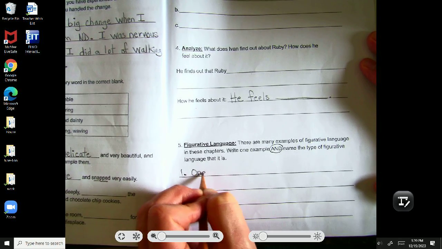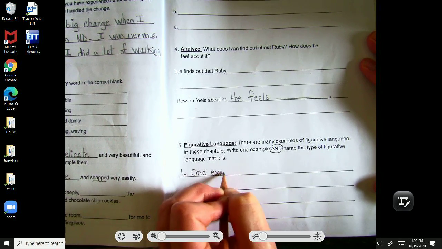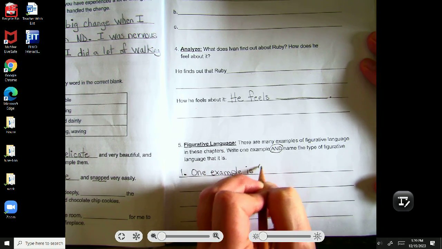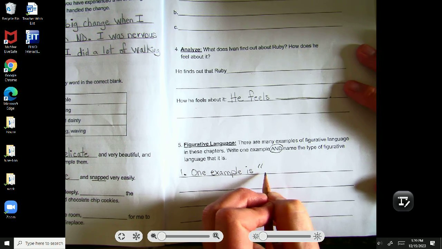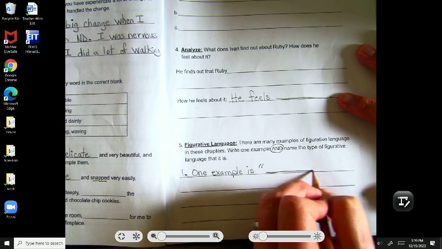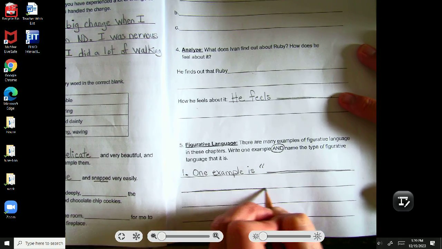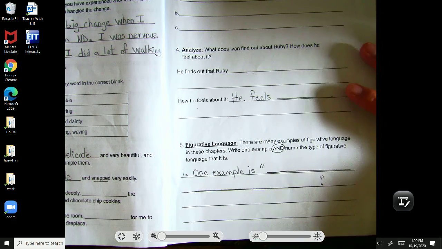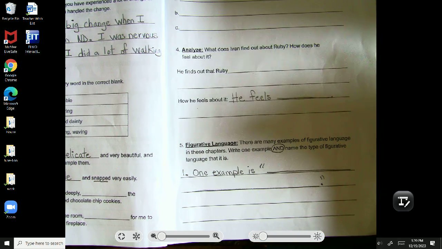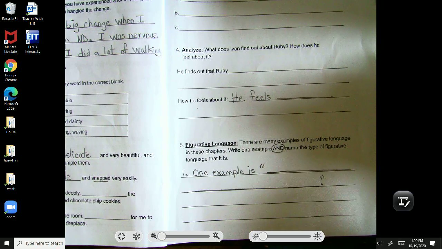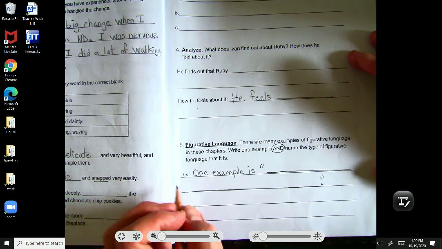So 1 example is, and then you're going to want to put quotation marks because you're writing words right from the book. 1 example is, and then the end of your quotation mark, right? So what figurative language did you find? There are a lot of them in the chapter. I even named a couple of them during my reading. You could go back and find one of those with me.